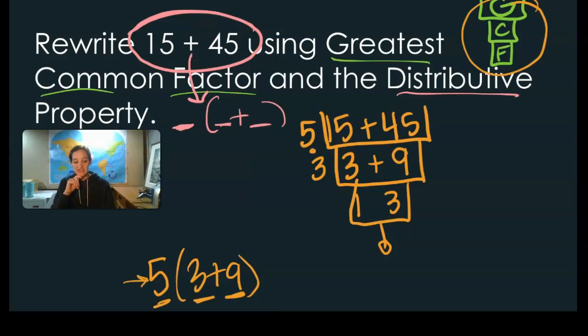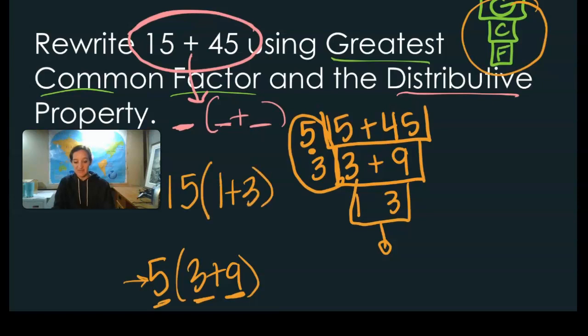In order to get the greatest common factor, I'm going to times those two together, and that is going to give me 15. And then 15 times 1 plus 3. And then to check that, I could go 15 times 1 is 15. 15 times 3 is 45. So I know that I've done it correctly.